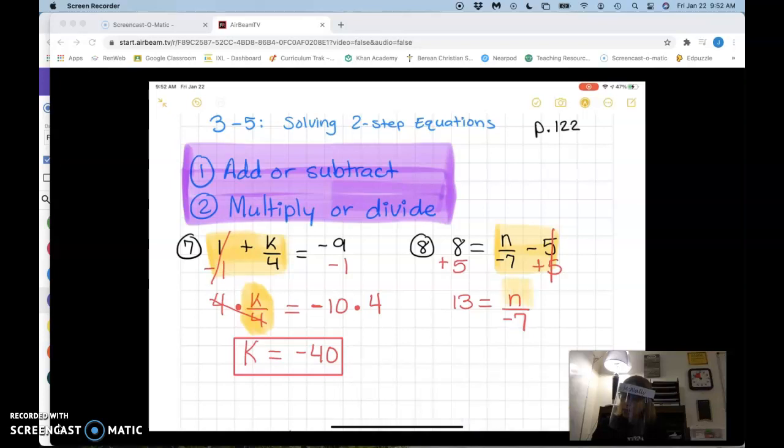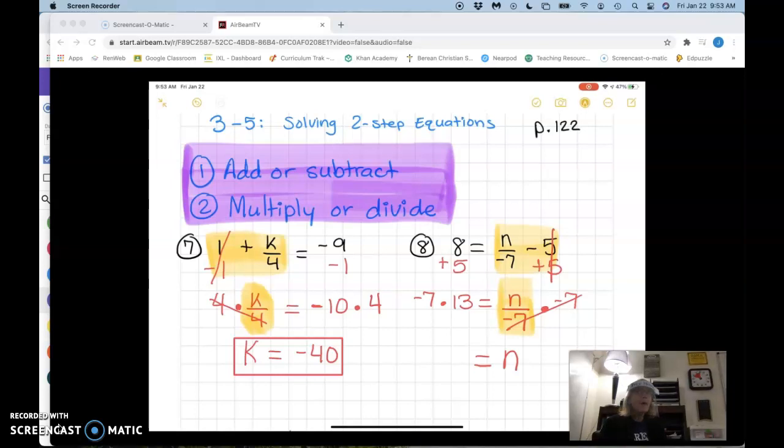Again, what's happening to the variable? Peyton? What am I going to multiply? Yes, because division is happening, so I'm going to do the opposite, which is multiply by negative 7. Whatever's on the bottom is what you're multiplying by. Those equal 1, so we're just left with n. And what is negative 7 times 13?